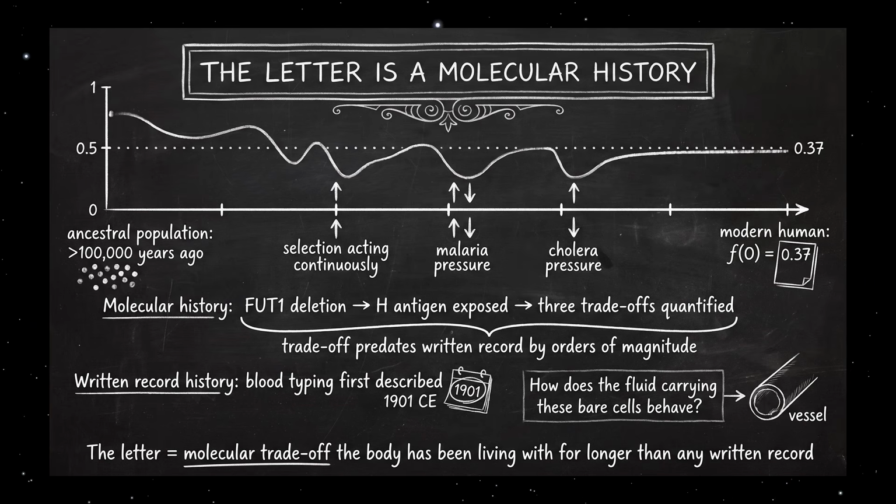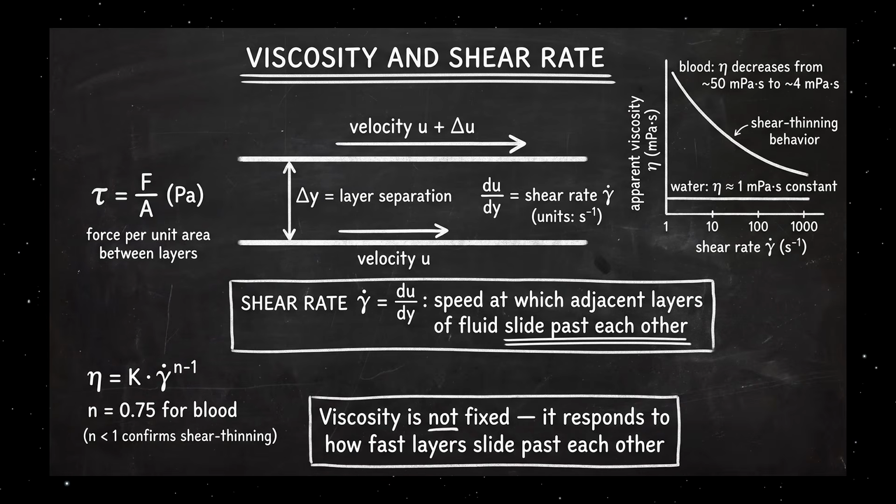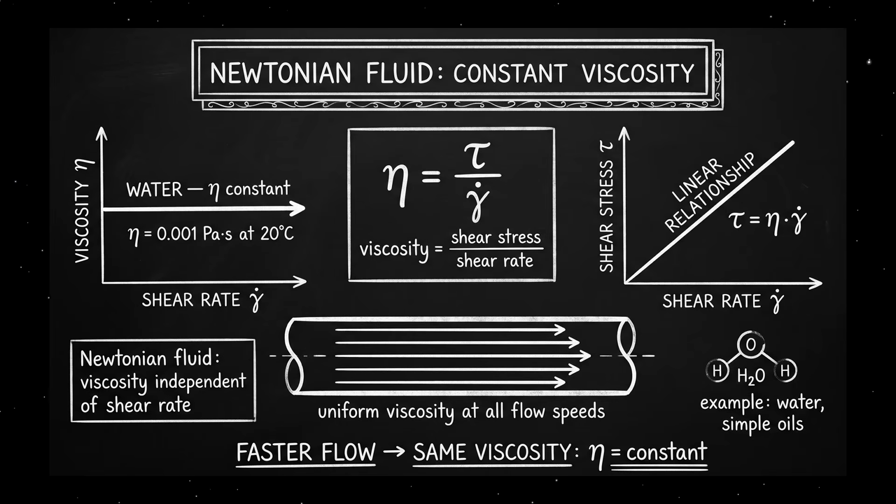How does the fluid carrying these bare cells behave? And then, cells carrying that bare surface circulate through the body as a fluid, with physical properties that change depending on how fast the blood is flowing. Blood is a non-Newtonian fluid. Its viscosity changes with shear rate, the speed at which adjacent layers of fluid slide past each other. In fast-flowing arteries where shear rate is high, red blood cells align in streamlines and the viscosity drops, the blood flowing more easily at higher speeds. The behavior is the opposite of what intuition predicts. Faster flow produces thinner fluid.